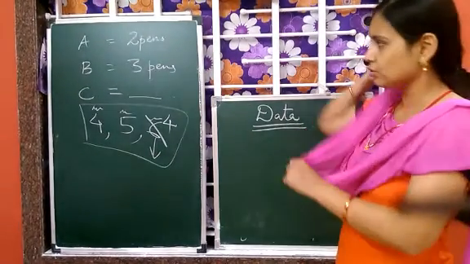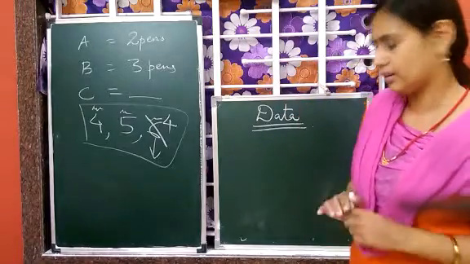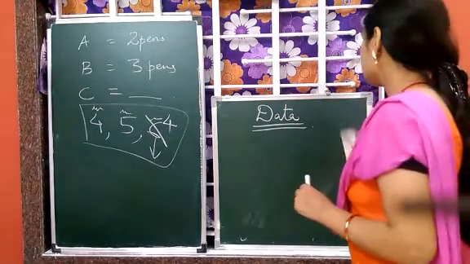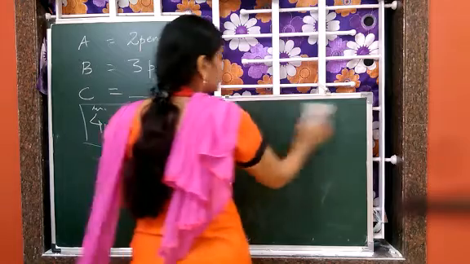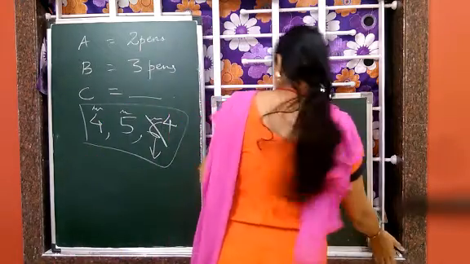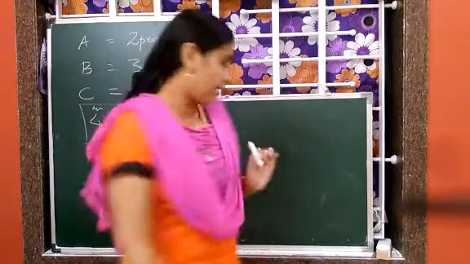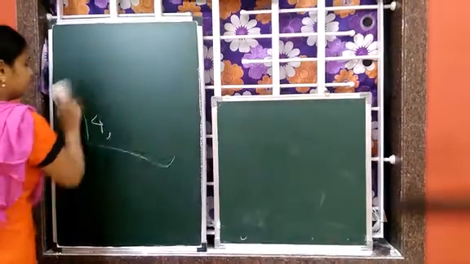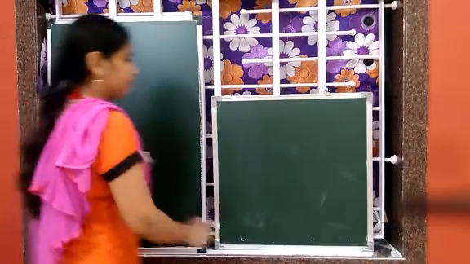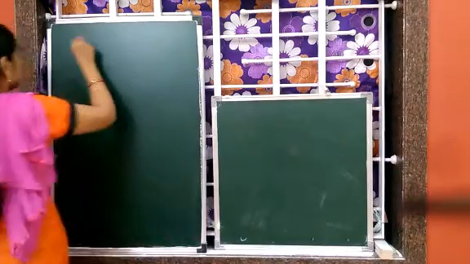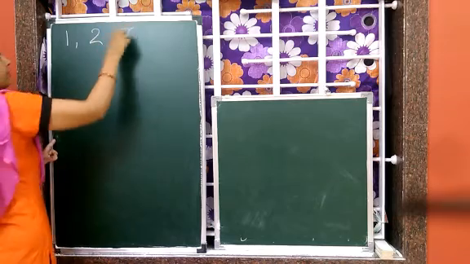Okay. So now how will you organize the data and give it to your teacher? You will organize it in a tabular form. Tabular form means you will write it in the table. So let's have a rough sheet also. Like for example, this is your rough sheet.